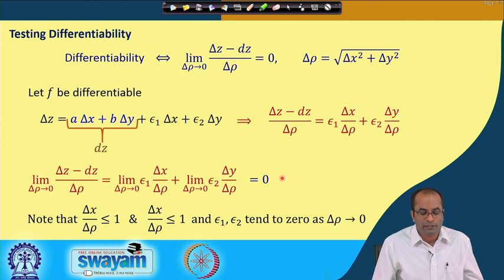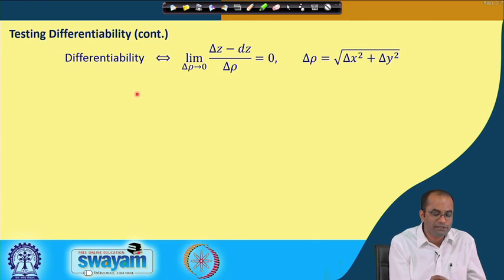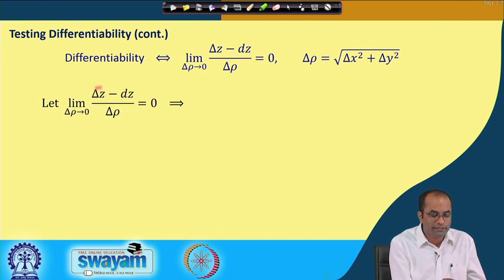Now we will go the other way around. That means if this limit is equal to 0, we will show that the function is differentiable. So in this case we now let this limit equal 0, and we will use the fact which we have also used in the previous lecture: that if this limit equals 0, then we can introduce one epsilon here. So this term minus 0, which is 0 here.